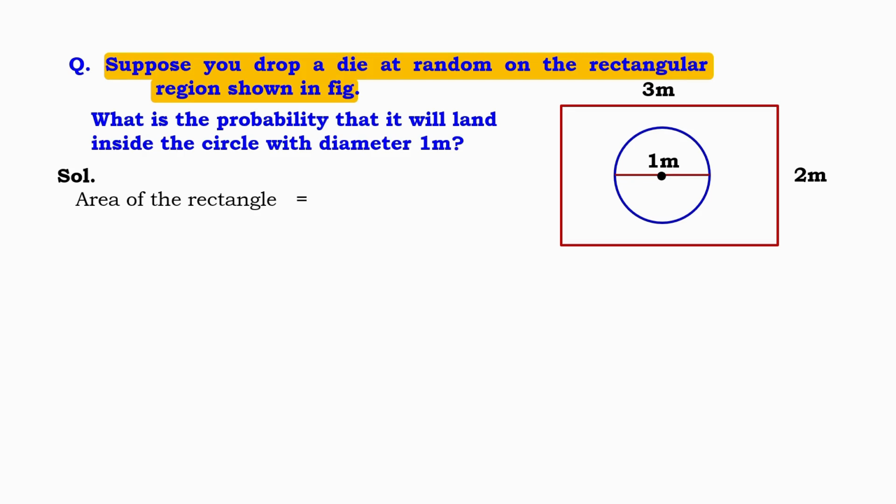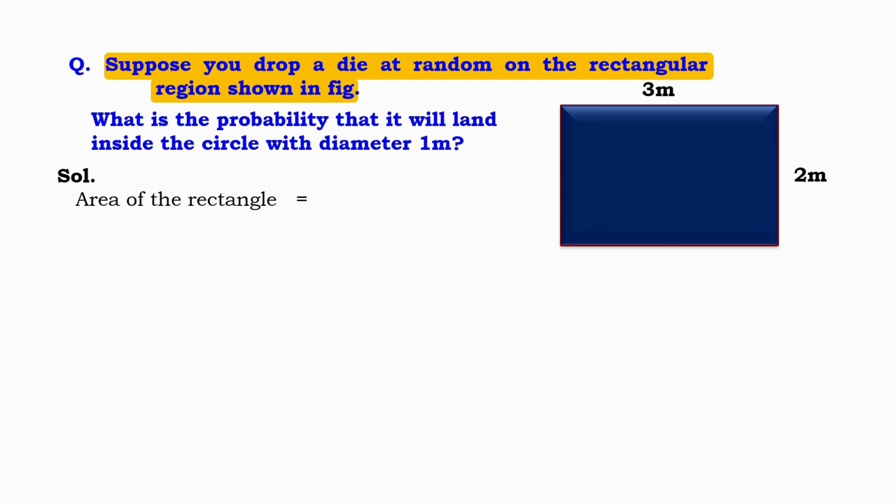Now we need to find the area of the rectangle, because the die can land anywhere in the rectangle, or the die can also land inside the circle. The area of the rectangle is the entire region, that is 3 meter and 2 meter. So 3 meter is the length and 2 meter is the breadth. We know that the area of the rectangle is length into breadth, that is equal to 3 into 2, so 6 meter square. So the total area is 6 meter square.